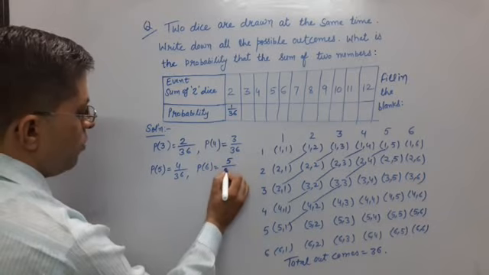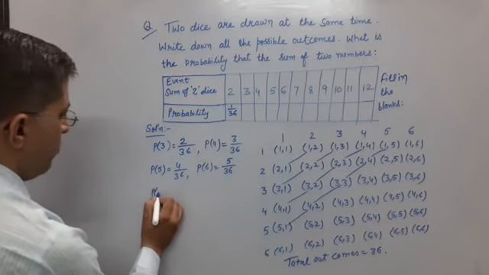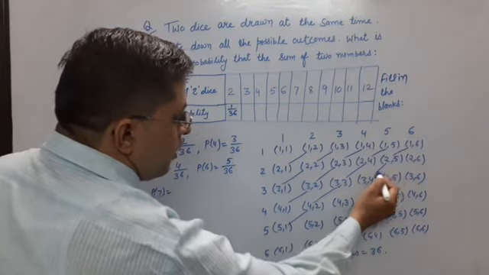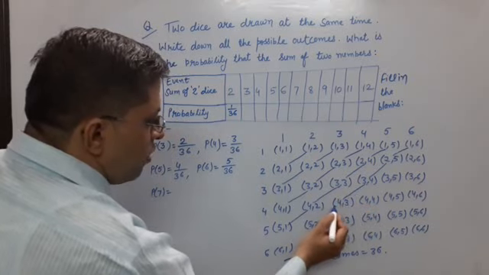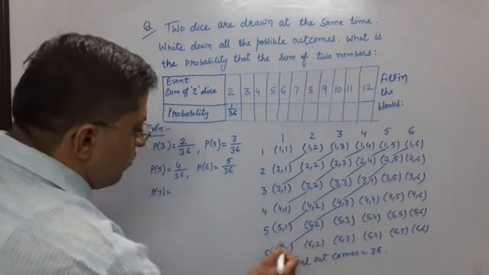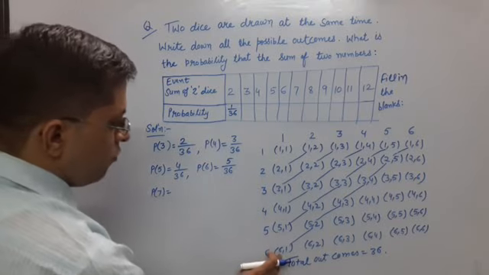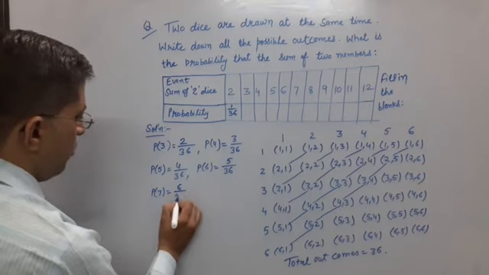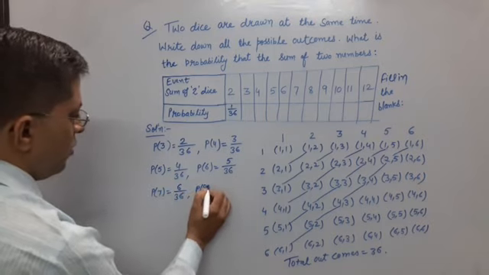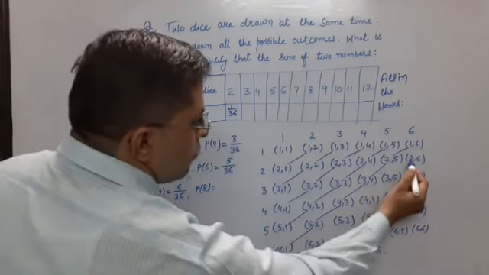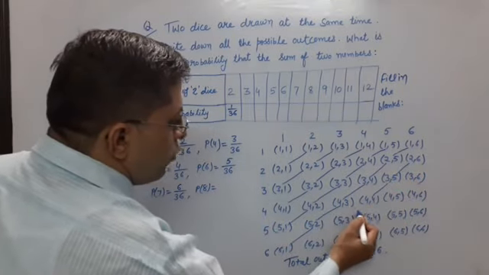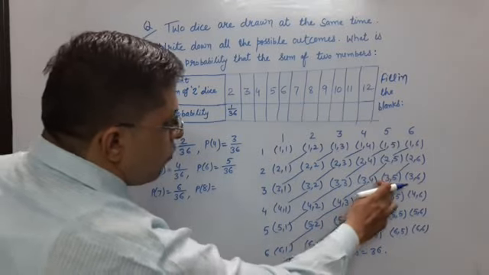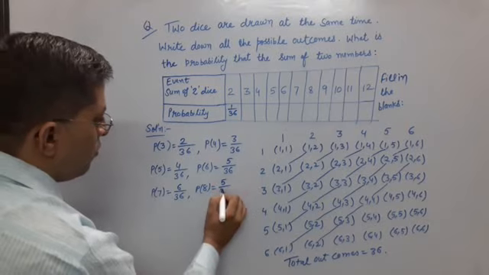So 5 upon 36. Then when the sum 7 will come: 1 and 6, 2 and 5, 3 and 4, 4 and 3, 5 and 2, and 6 and 1. So how many times? 1, 2, 3, 4, 5, 6. 6 upon 36. When 8 will come: 2, 6, 3, 5, 4, 4, 5, 3, 6, 2. Then count: 1, 2, 3, 4, 5. 5 upon 36.